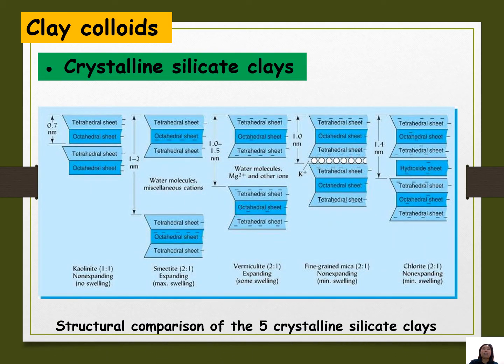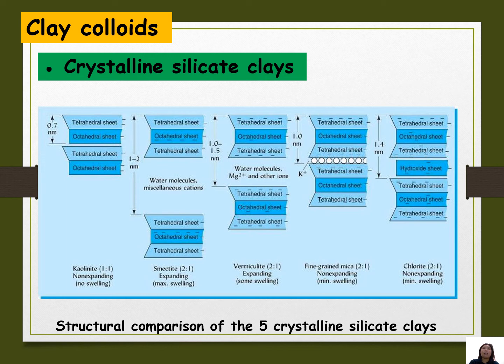Now, in comparison, these are the structures of those five crystalline silicate clays. For kaolinite, you have one octahedral and one tetrahedral sheet. That is why it is called 1:1, a non-expanding or no-swelling clay type. For smectite, the example is montmorillonite. You have two tetrahedral sheets sandwiching one octahedral sheet. And this smectite is an expanding clay type where water can enter the interlayer space, expand when wet, and shrink when dry.